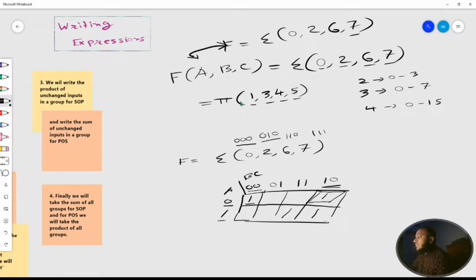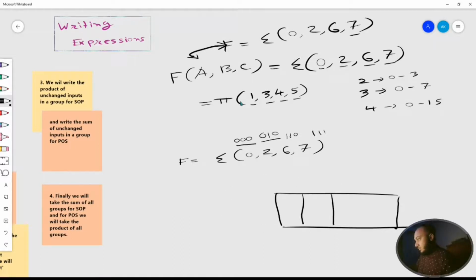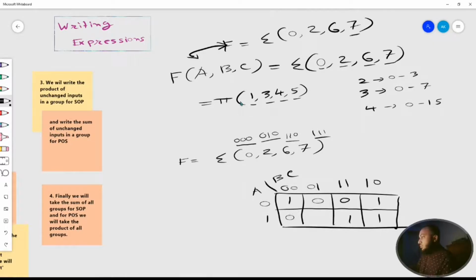Okay, let me draw this clearly. I think this looks more clear. A B, 0 1 0 0 0 1 1 1 1 0. We can put 1 here, here, here, here, from this function, and we will put zeros in the other positions. As we are solving for SOP, we will deal with the ones.